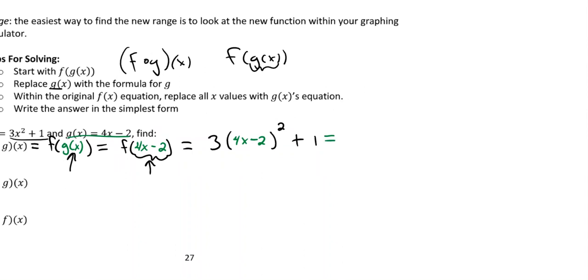So expanding this all out, I'm going to cut to the gist here. I'm going to leave the 3 for a second, but if you expanded the 4x minus 2 squared, you'd write them beside each other, and then you'd have to FOIL it all out. You'd end up with 16x squared minus 16x plus 4, and then plus 1.